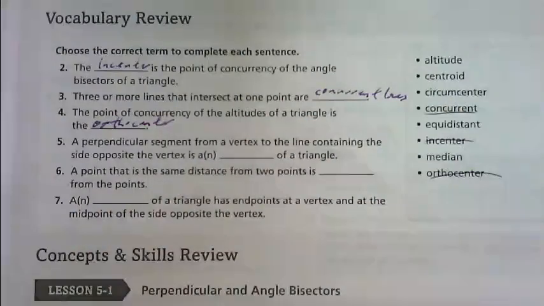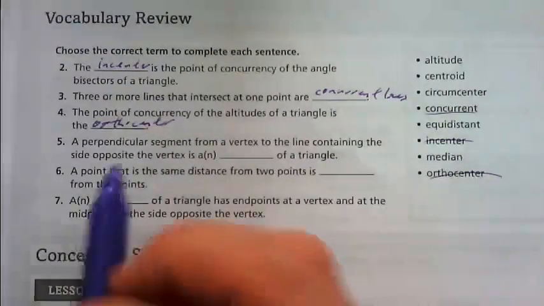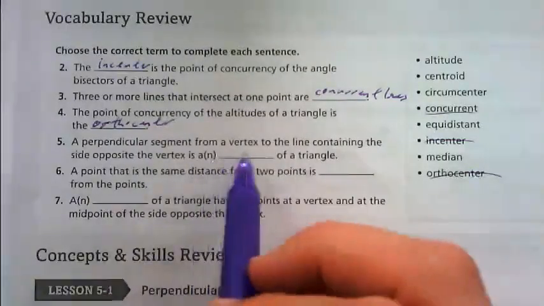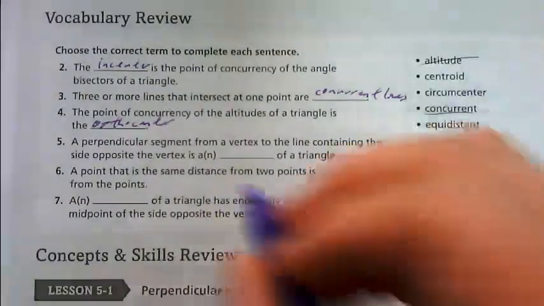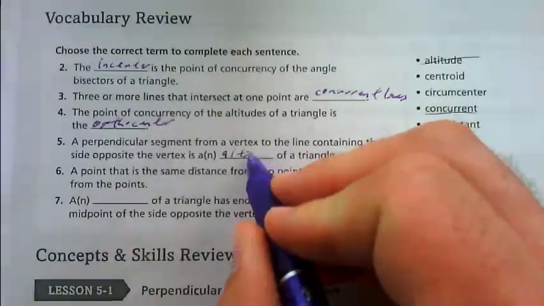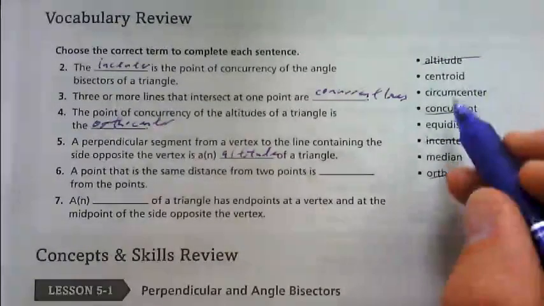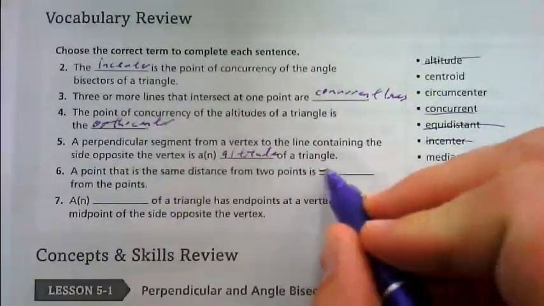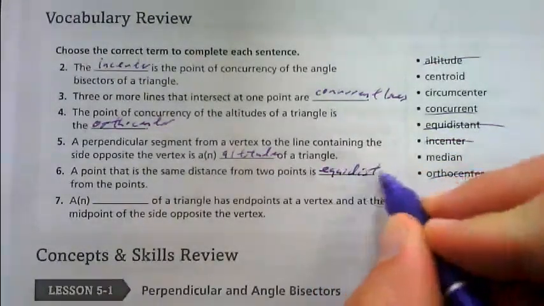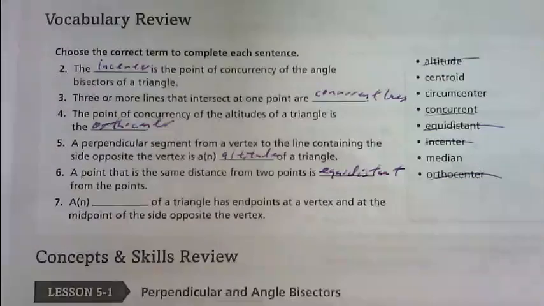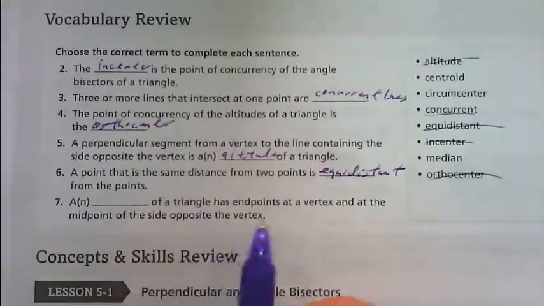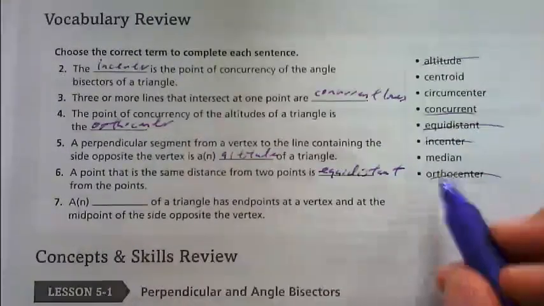Orthocenter. A perpendicular segment from a vertex to a line containing the opposite side is the blank of the triangle. So a perpendicular segment from the vertex to the opposite side, that is our altitude. A point that is the same distance from 2 points is equidistant. Where is it? There it is. Equidistant. A blank of a triangle has endpoints at the vertex and at the midpoint. That's a median.